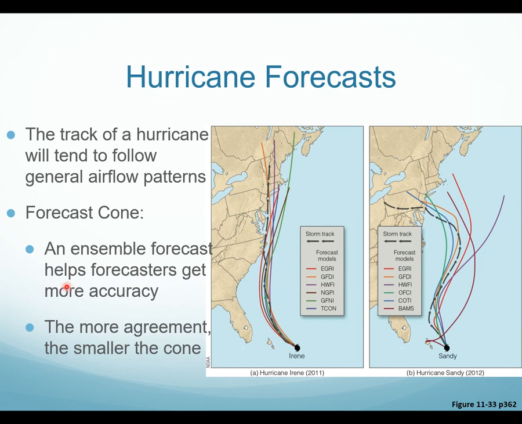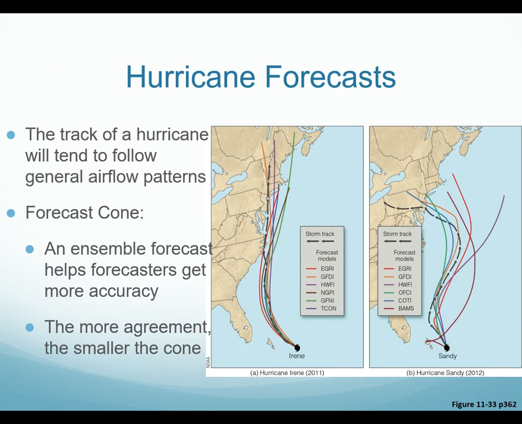So we do an ensemble forecast, and from those ensemble forecasts, we do a statistical analysis to create the forecast cone. The narrower the cone, the more agreement you have. In the case of Sandy, there was very little agreement. I don't know if you remember Sandy from 2012, but it had an absolutely enormous forecast cone because we just did not know what was going to happen with Hurricane Sandy.